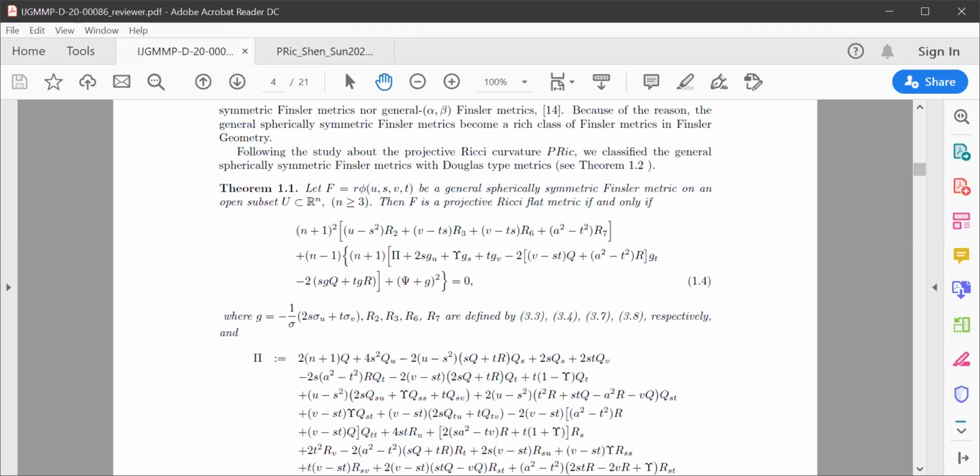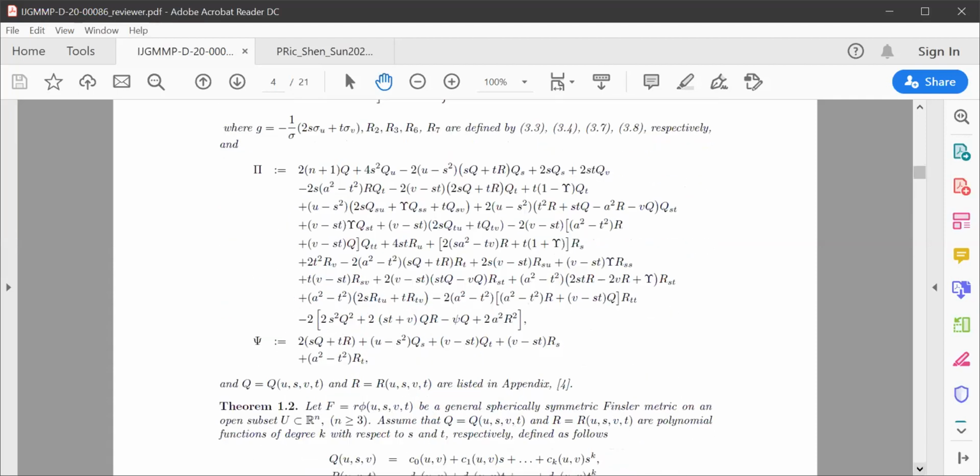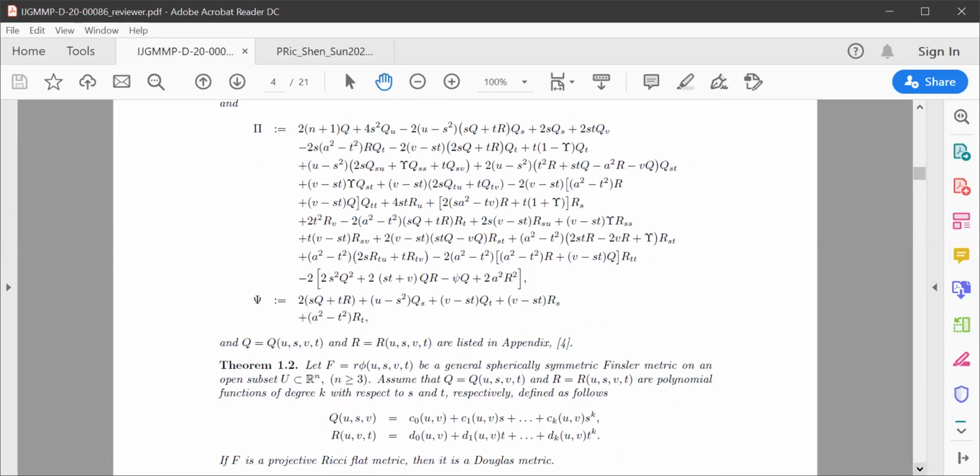So let's see. Continue. Okay, those are the now. It's better to give some solutions. Okay. Now, polynomials. Okay, that's good. So they assume it's polynomial, trying to find the solutions. The polynomials of degree k with respect to s and t.